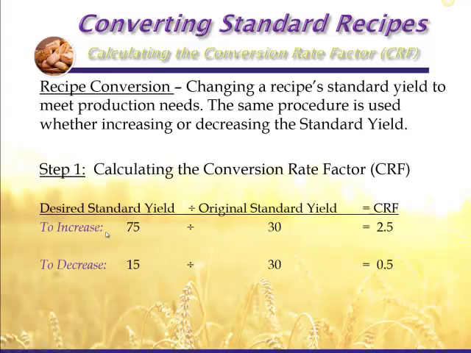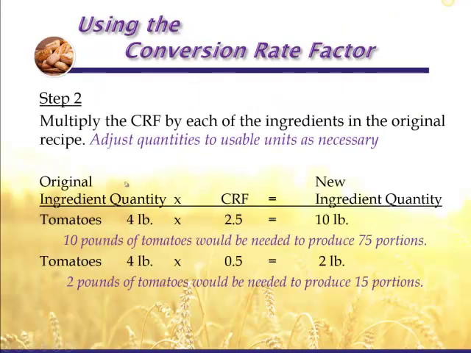We're going to increase to a yield of 75. The original is 30, and we divide, and that gives us a 2.5 conversion factor or conversion rate. To decrease it, we want it to make 15. It makes 30. We're now going to divide that, and we see that we're basically doing this recipe in half. Then we take that conversion factor. Again, these are two different problems here. One, we were asked to increase it. The other, we were asked to decrease the amount.